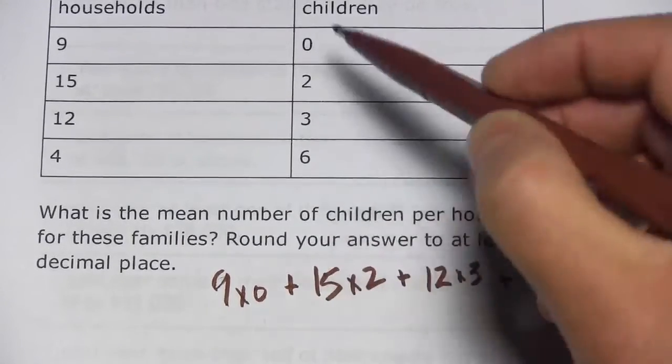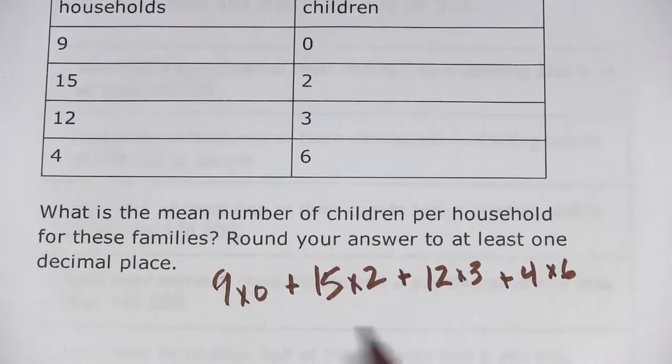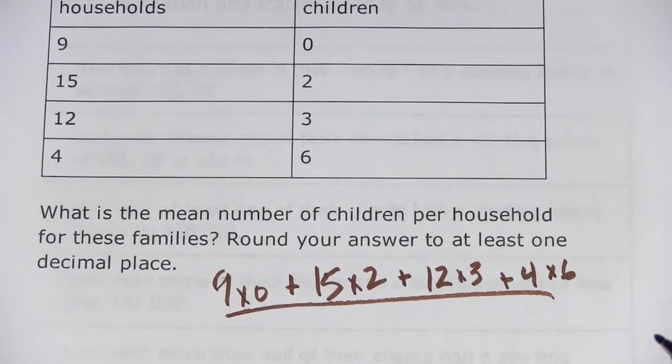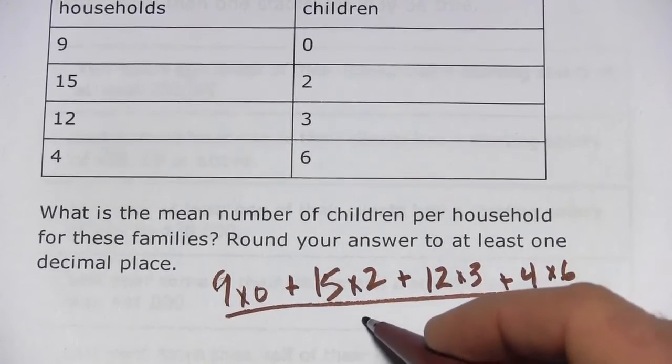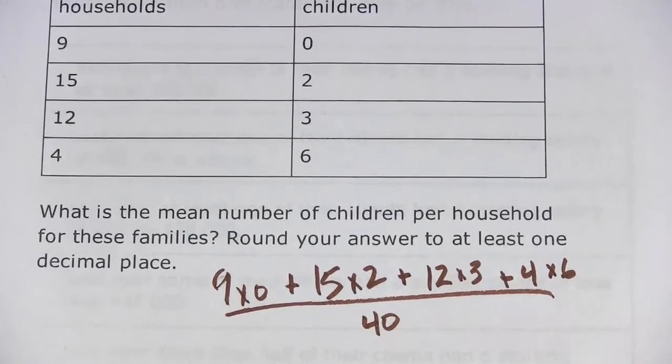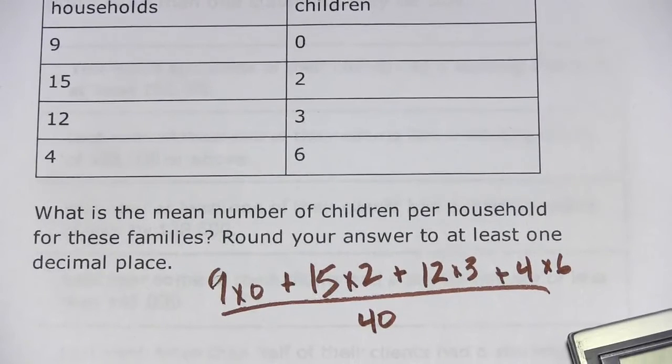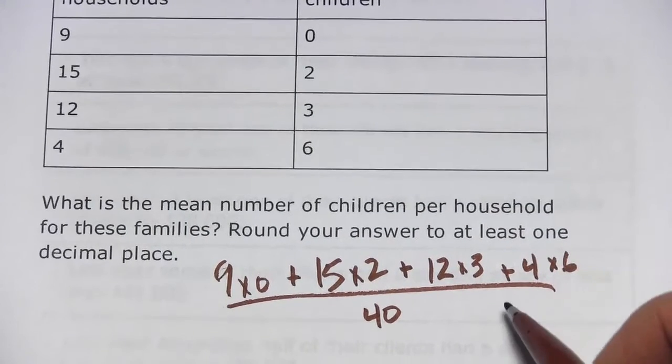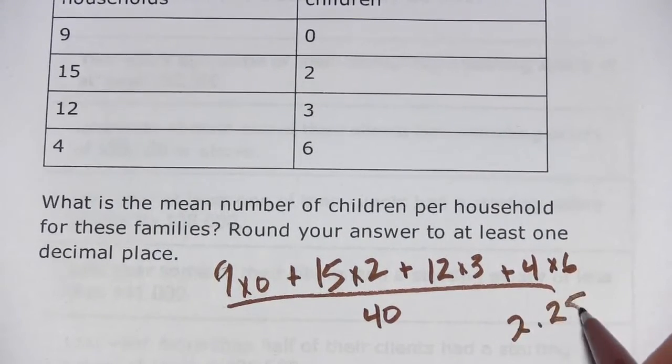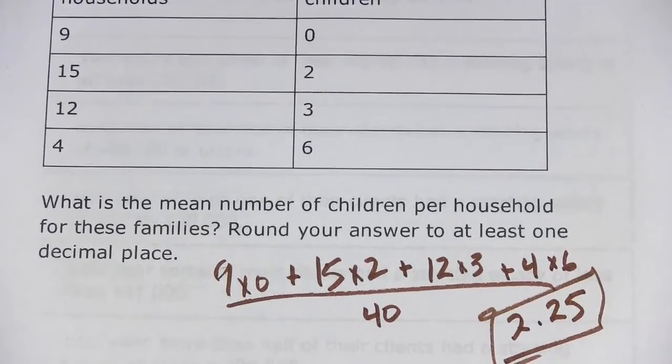So we multiply the weights by those values, we add it all up, and of course we have to divide by the total number of households. So we'll divide by 40. So I'm going to pull out my calculator and we'll figure this out. And what I get here is 2.25 children per household on average. So that's a little bit of work with the weighted mean.